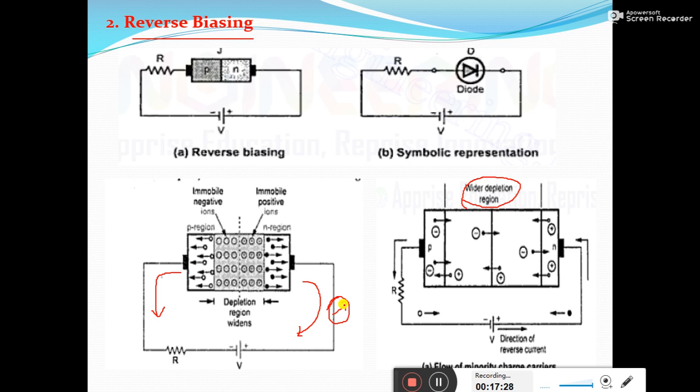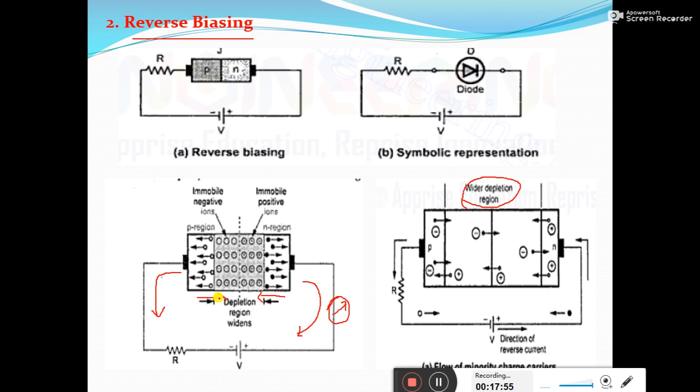So in the p region electrons are there, as in the previous case, and this negative potential means the electrons in the p region will move towards the junction. Similarly, holes, which are minority in number in the n region, again there will be a repulsion force from the battery source and they will move towards the junction.